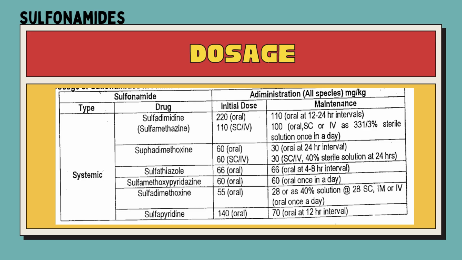As for the dosage of sulfonamides in animals, it includes the type of drugs, the drugs included, and the administration for all species in milligrams per kilogram. The types of sulfonamides include systemic, enteric, and topical eye. Feel free to pause to read the drug's initial dose and the recommended maintenance dose for each type of drug.